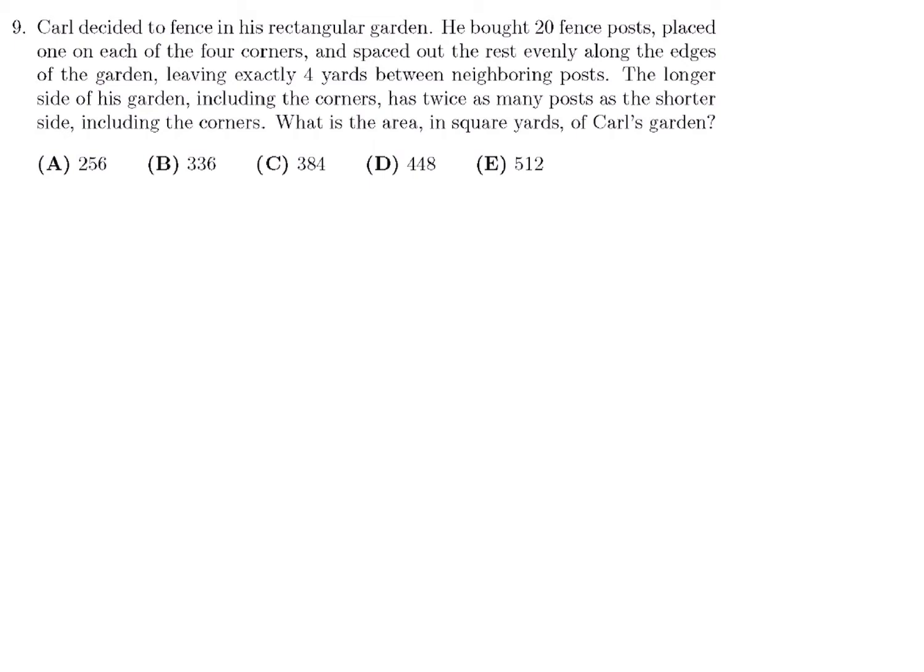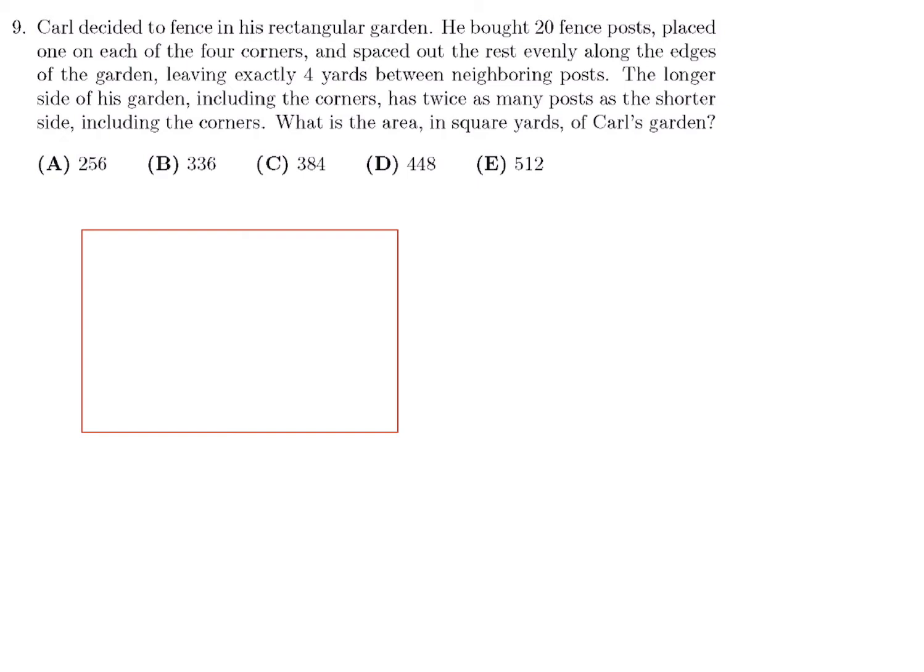Carl decided to fence in his rectangular garden. He bought 20 fence posts, placed one on each of the 4 corners, and spaced out the rest evenly along the edges of the garden, leaving exactly 4 yards between neighboring posts. The longer side of his garden, including the corners, has twice as many posts as the shorter side, including the corners. What is the area in square yards of Carl's garden?